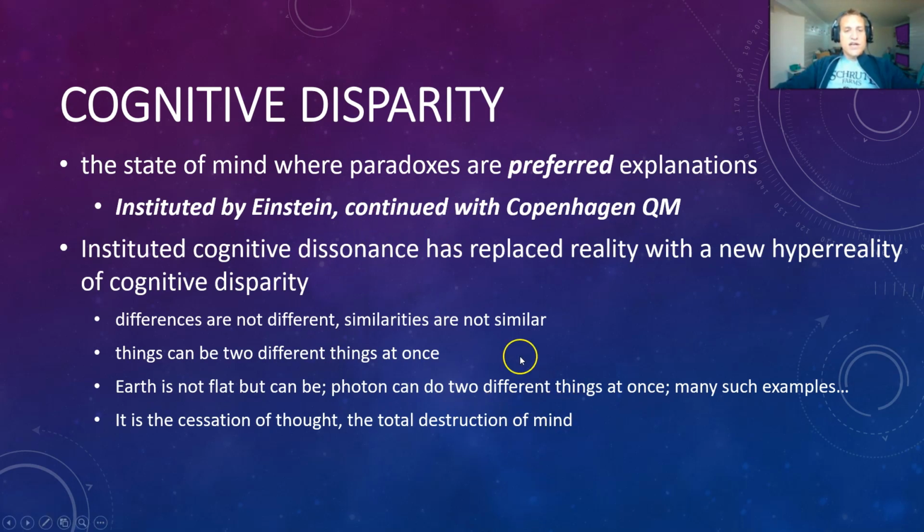So we have differences are not different, similarities are not similar, things can be two different things at once. Einstein did that, Copenhagen quantum mechanics does that. In climate science, this is a great one: Earth is not flat, but it also can be flat. Photons can be two different things at once. There are many such examples in the current world. So it's the cessation of thought. It is the total destruction of mind that is happening.